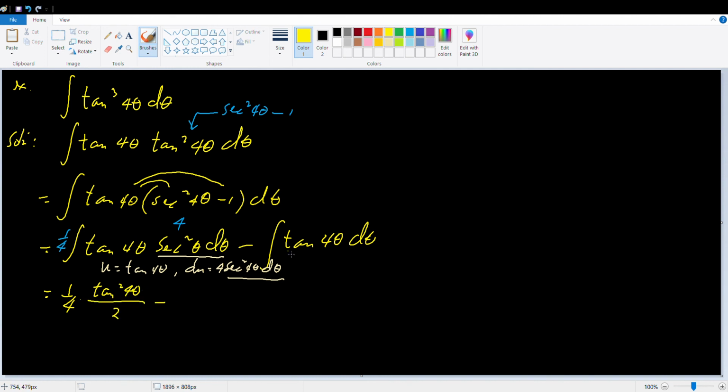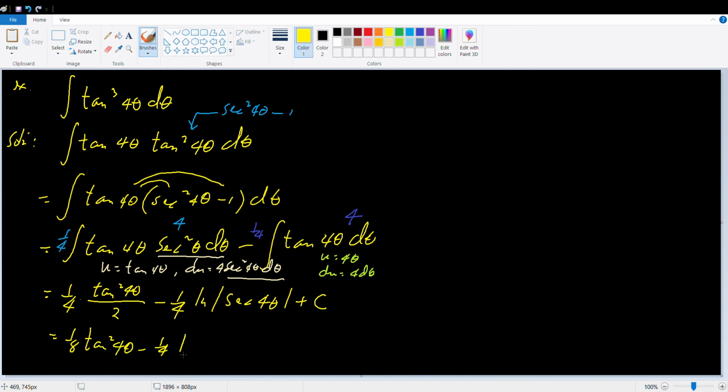Minus, how about this one? It's no longer a power, tangent 4 theta. So it takes the form tangent u. Your u is 4 theta. What is your du? 4 d theta. What is the missing constant? 4. You write 1/4. So, negative 1/4. And tangent u du is ln of absolute value of secant 4 theta plus c. So that is 1/8 tangent squared 4 theta minus 1/4 ln of secant 4 theta plus c.